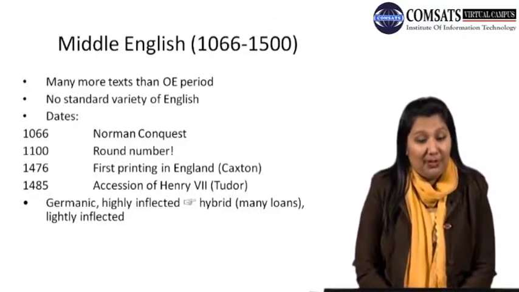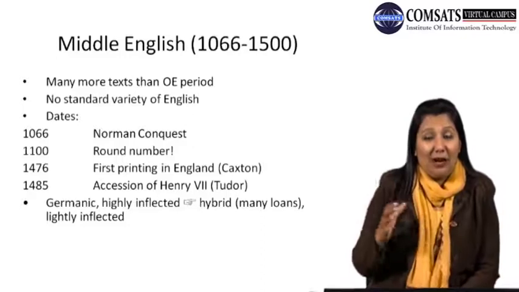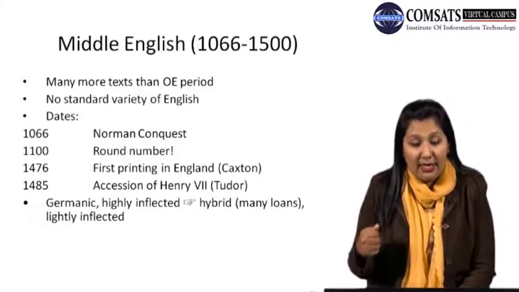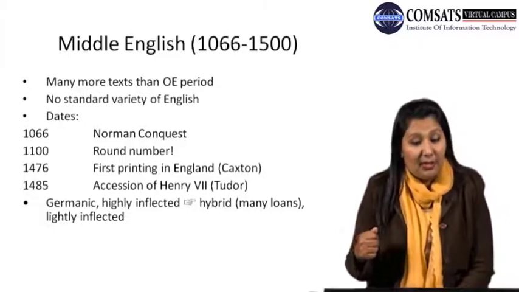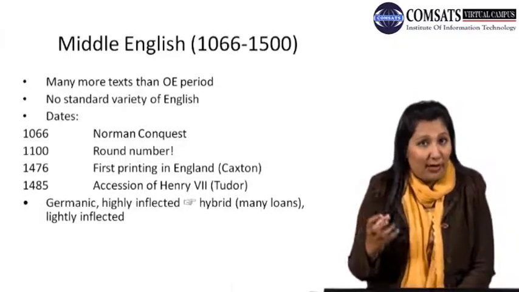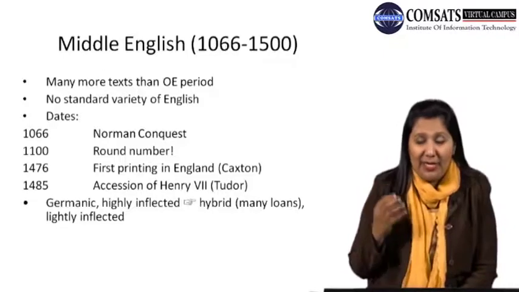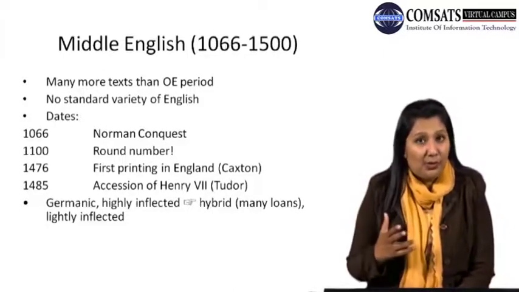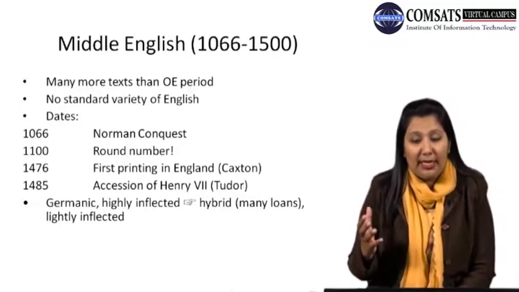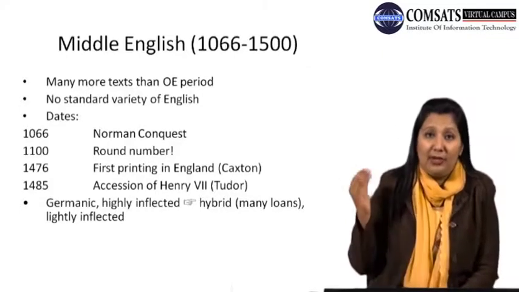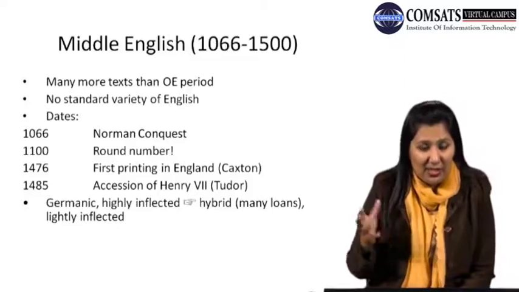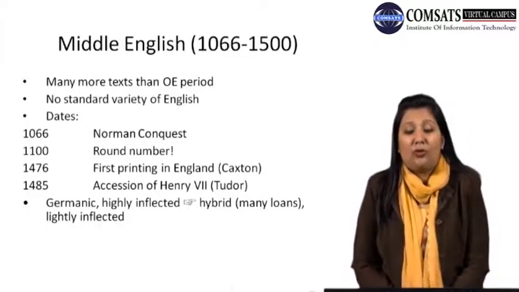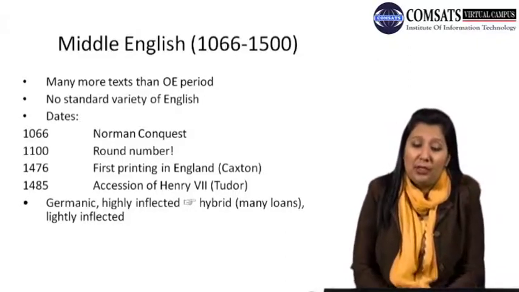1100 is a round number, and we'll see how 1100 marked a few of the changes in English. Then 1476, a very important year, because the first printing press was introduced in England, and that was by Caxton. We are going to have a detailed study of Caxton as well. And then 1485, the accession of Henry VII, of the Tudors.